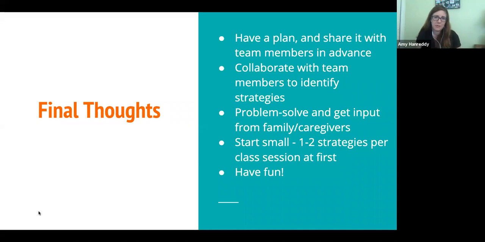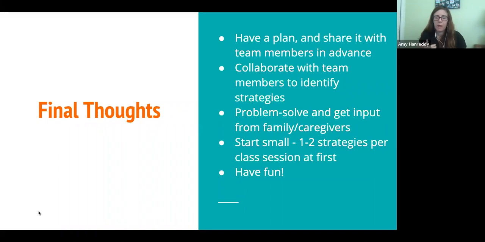So just to wrap up, here are some things that we were thinking about just to keep in mind. So one is to have a plan. One of the hardest things about participation for students with more significant needs is when we don't know what the plan is ahead of time, because it's not going to be accessible if we're trying to do it on the spot. So making sure that all team members know that plan in advance, including caregivers. So we want to collaborate with those team members to figure out what strategies we're going to use.